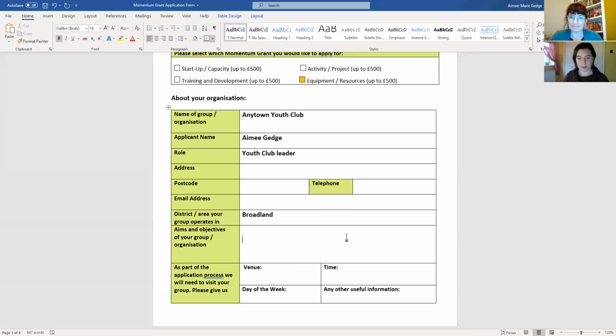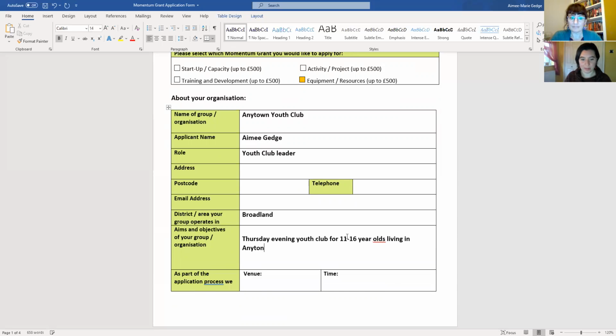Okay, so if it's a youth club, we can say something like, it's a Thursday evening youth club for 11 to 16-year-olds living in any town. Perfect. Would that be enough, or do you need more detail than that? I think that would be enough. You can always go back, and if you feel like you haven't said what you want to say, you can always go back and add it in the rest of the application. But I think for now that would be enough.